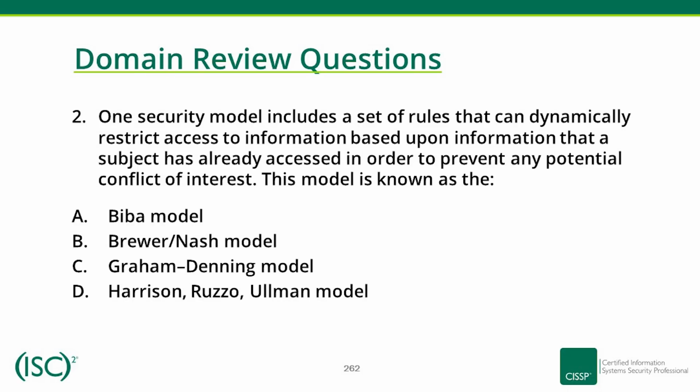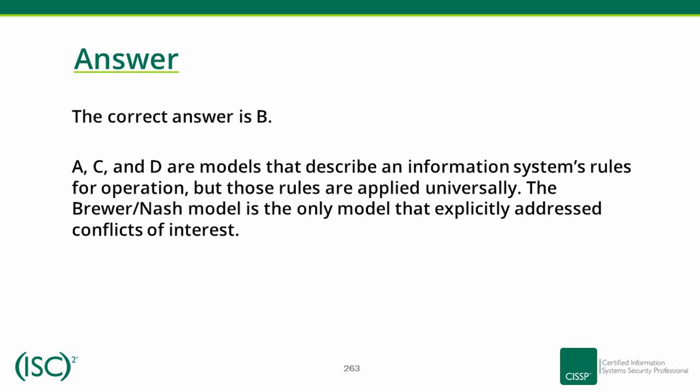2. One security model includes a set of rules that can dynamically restrict access to information based upon information that a subject has already accessed in order to prevent any potential conflict of interest. This model is known as the A. Biba model. B. Brewer/Nash model. C. Graham-Denning model. D. Harrison-Rizzo-Ullman model. The correct answer is B. A, C, and D are models that describe an information system's rules for operation, but those rules are applied universally. The Brewer/Nash model is the only model that explicitly addressed conflicts of interest.